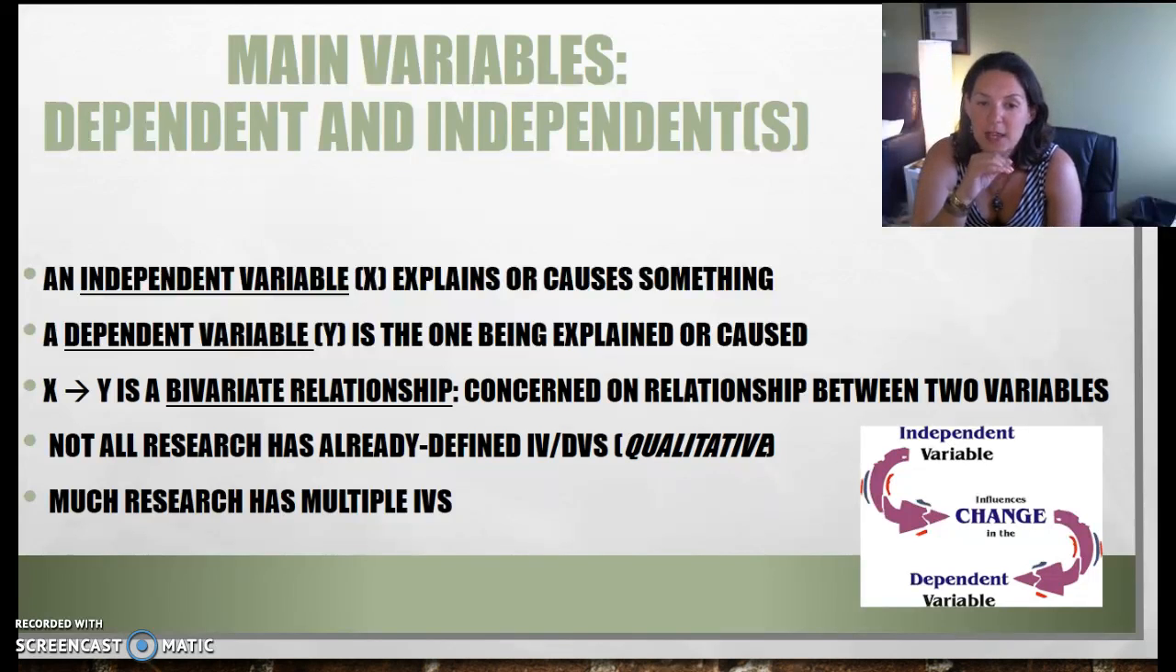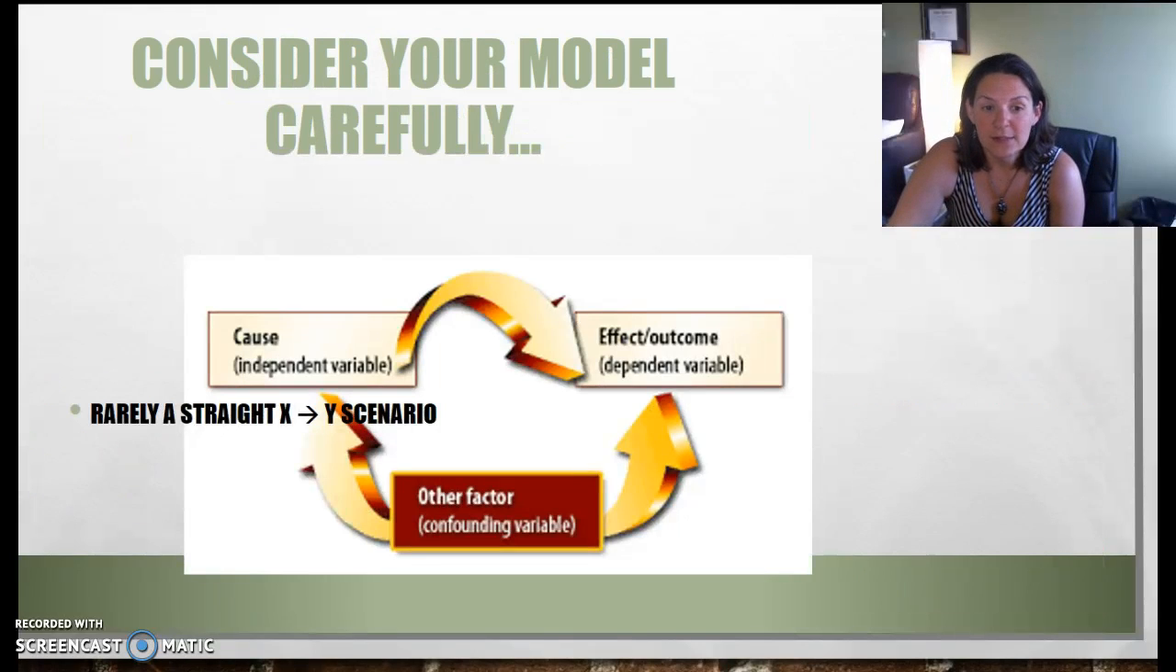Not all research has already identified independent and dependent variables. That's especially true for qualitative research, which we'll talk about a little later in this course. And it's also true that much research, and probably many of your research questions, actually have multiple independent variables. And so you'll want to really think carefully about what your model is. So this slide reminds you of that, to think carefully about your model. It's rarely a straight X causes Y.